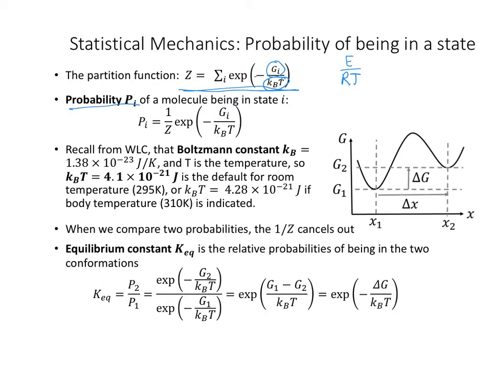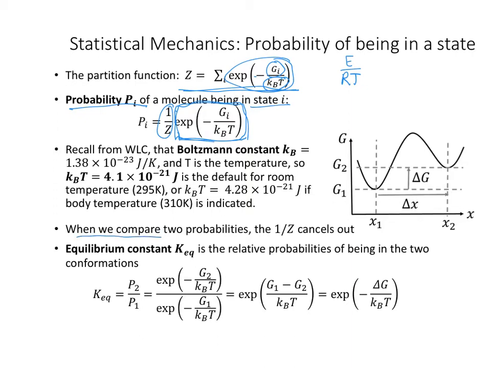So our probability by this partition function of a molecule being in state i is 1 over the partition function times the same exponent we have up here, but of this state. So it really is this thing here that we refer to as a Boltzmann factor, this divided by the sum of all of these for all of the states.